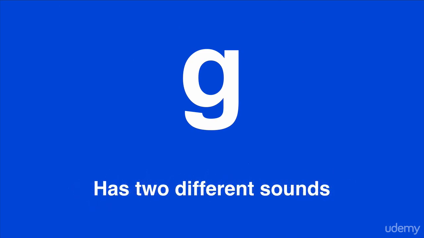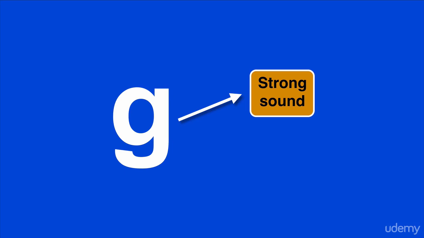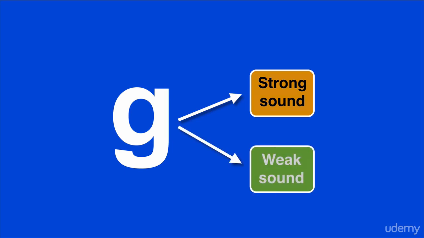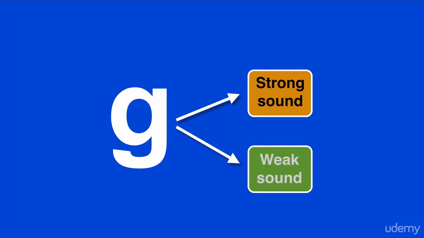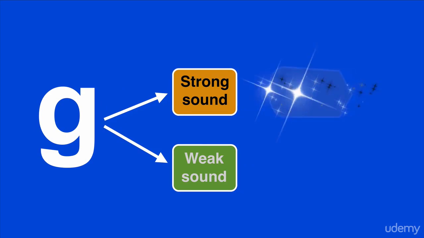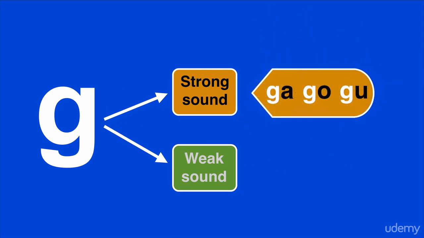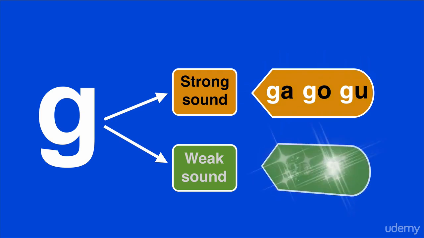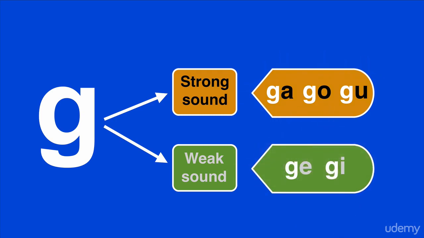Our next letter is G. This letter has two sounds, a strong sound and a weak sound. The G has a strong sound whenever it is followed by an A, an O, or a U, and it has a weak sound when it's followed by an E or an I.